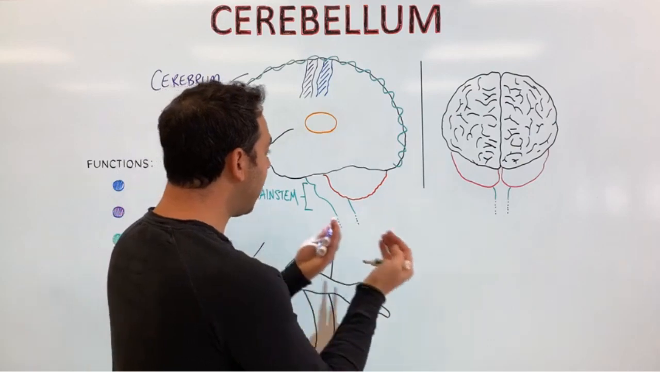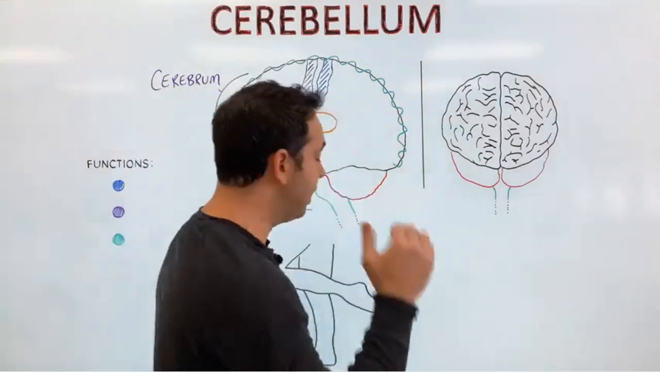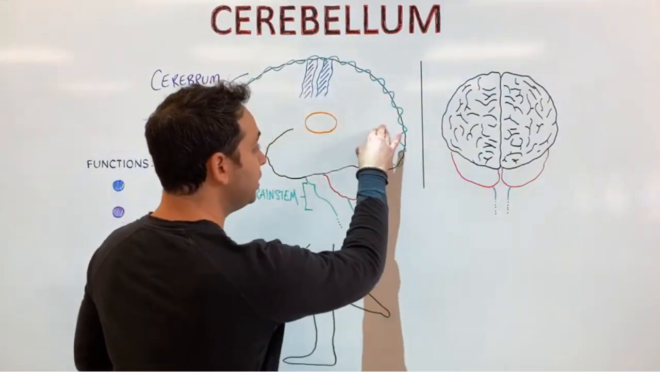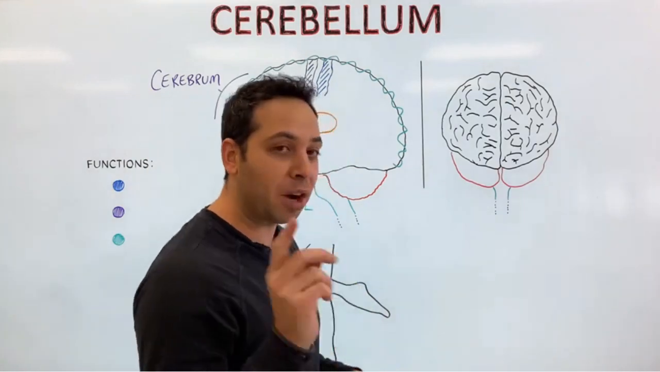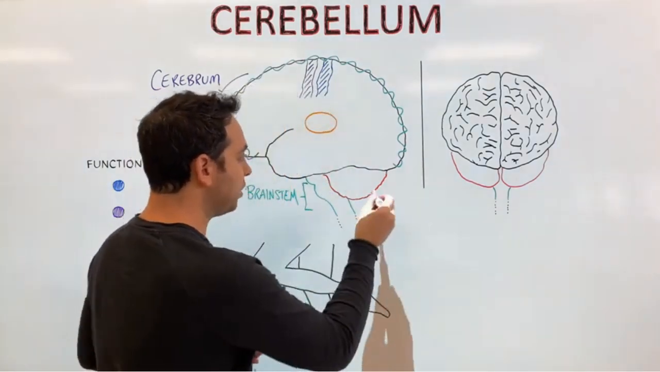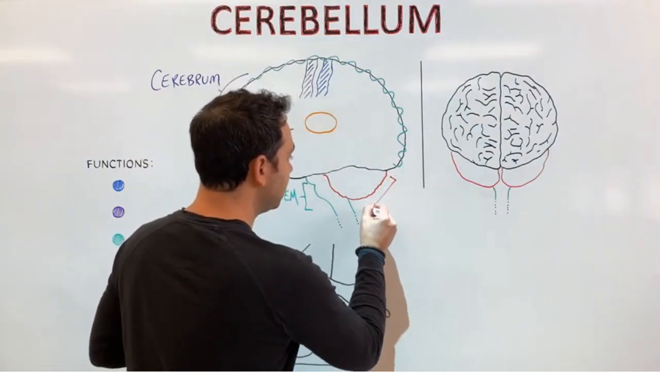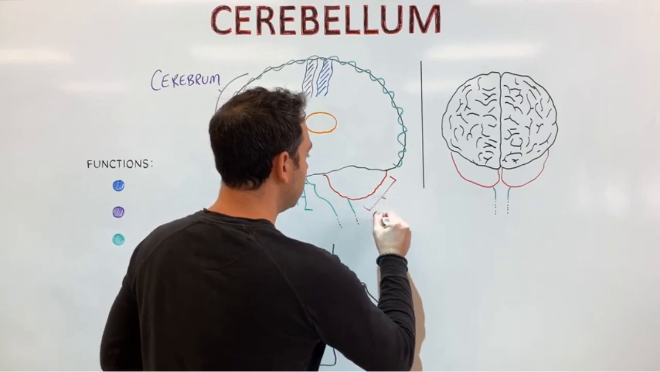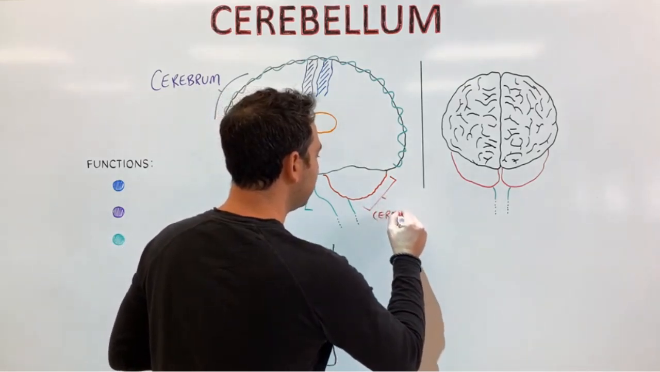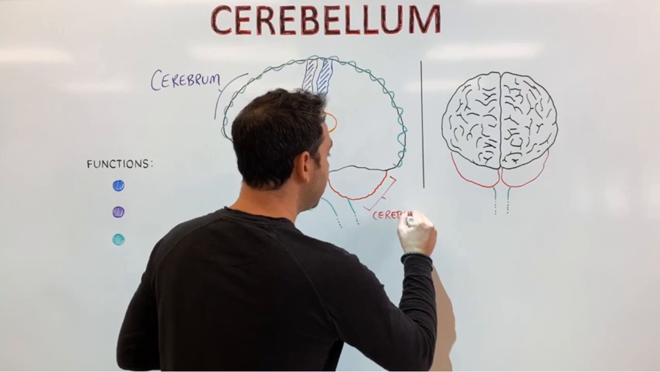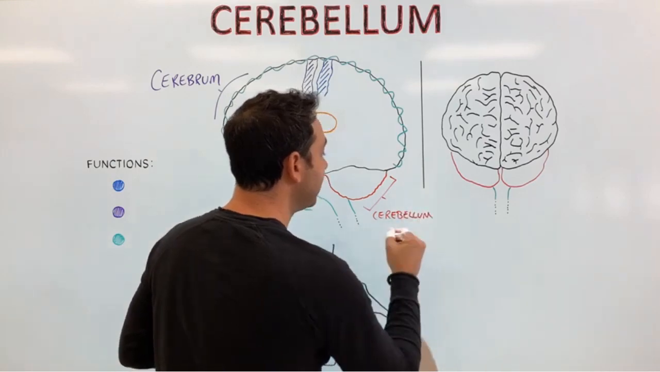Now, directly behind the brainstem, right in the back of the head, and underneath the cerebrum, more specifically the occipital lobe, is our main structure for today, and that is in red. And this is the cerebellum. Let's make sure we write that there. Cerebellum. Now the cerebellum comes from the word meaning little brain.